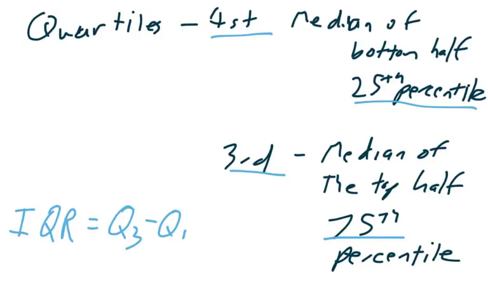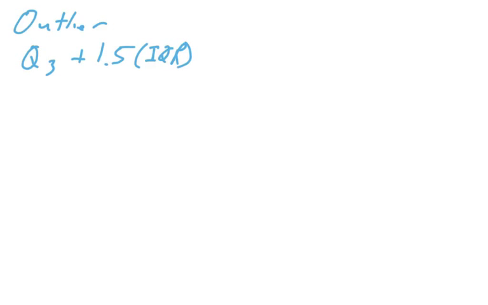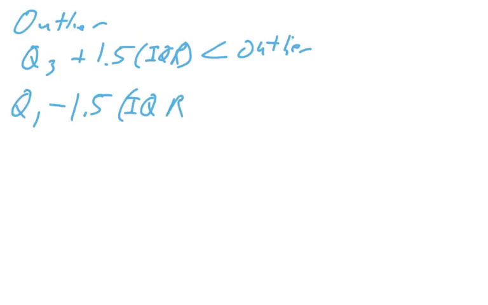And that leads us to a formula that we have, which is talking about outliers. For an outlier, if you have Q3 plus 1.5 times the IQR, if you have a number that is bigger than this, then that number is an outlier. Same thing if you do Q1 minus, on the bottom end.